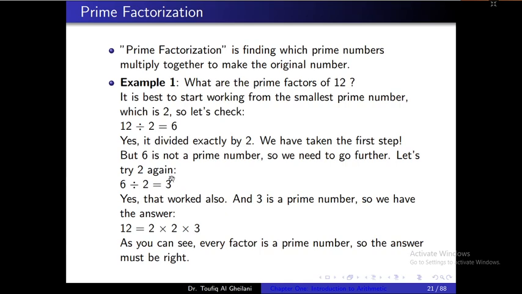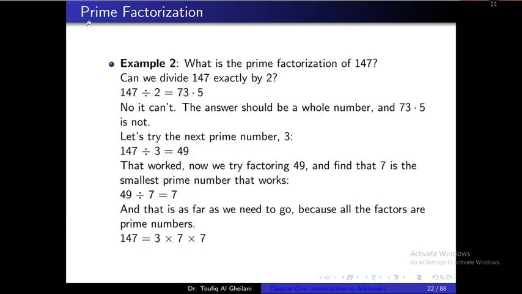So let's try 2 again. 6 divided by 2 equals 3. So yes, that works, because 3 is a prime number. So we have the answer. The prime factors of 12 are 2 and 2 and 3. And we write 2 times 2 times 3 and we get 12. As you can see, every factor is a prime number. All these prime factors are prime numbers.